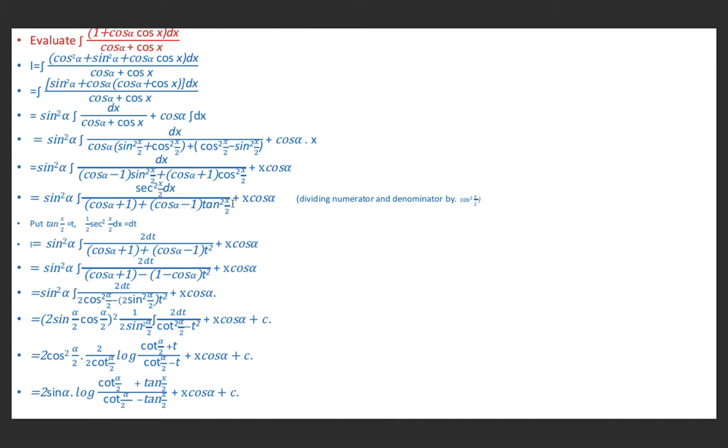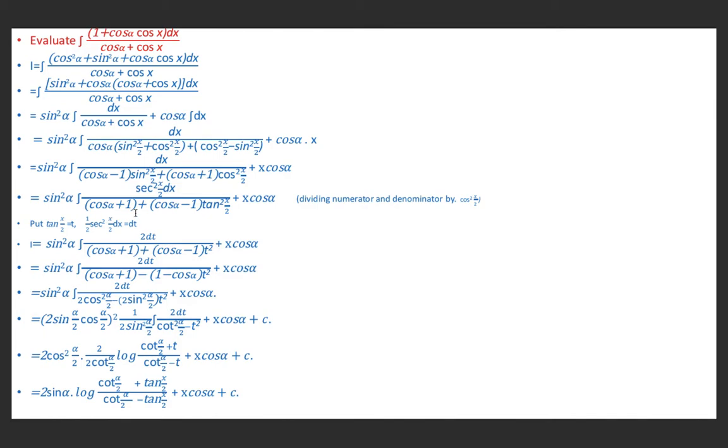Cos alpha minus 1 tangent square x by 2. If you divide this by cos square x by 2, it will be cos alpha plus 1. So it is cos alpha plus 1. I have written first this term, then this term. Just rearrange the terms. Now substitute tangent x by 2 equal to t. So 1 upon 2 secant square x by 2 dx equal to dt. So this will be sin square alpha, so this is 2 dt, and this is cos alpha minus 1 sin square.